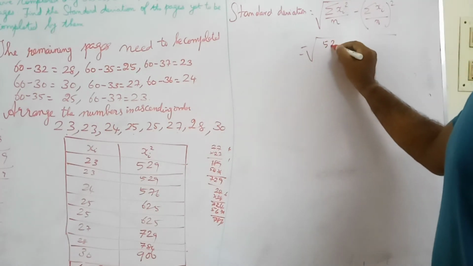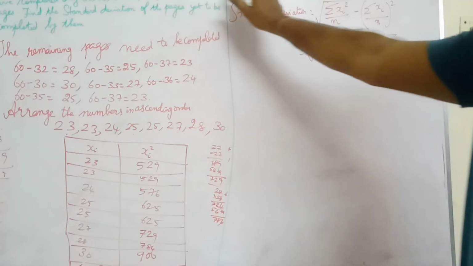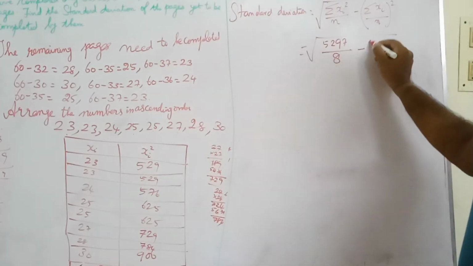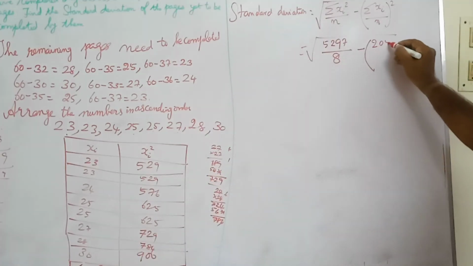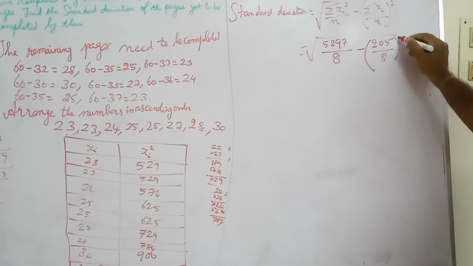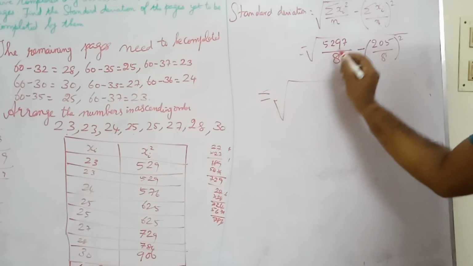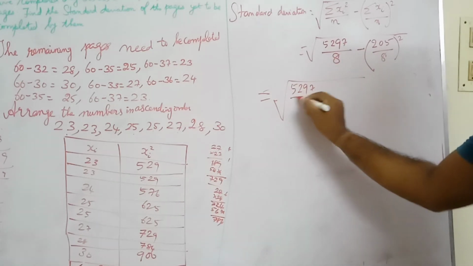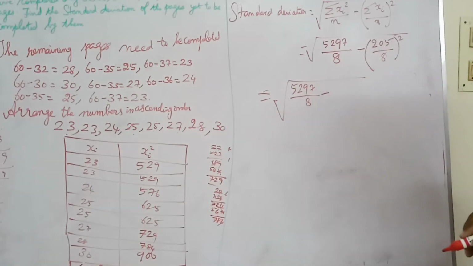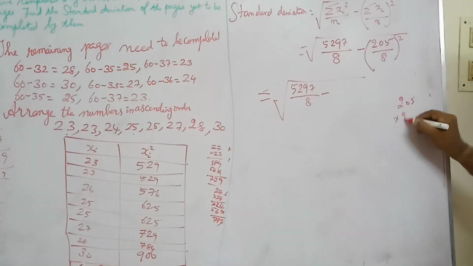5297 by n. N means what? How many students? 8. Sigma xi, how much? 205 by 8 whole square. So 5297 by 8 minus 205 whole square. How much is 205 whole square? 205 into 205.